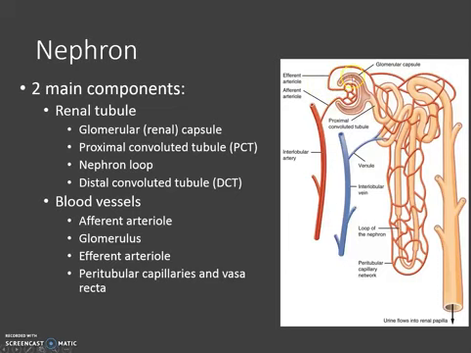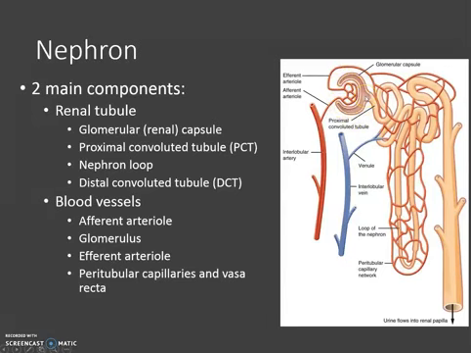The first region here is called the glomerular capsule, also called the renal capsule. And this is where blood is originally filtered. So you'll notice that the glomerulus is here, and the glomerulus is the capillary bed where blood filtration takes place. So material gets pushed from the blood into the renal tubule at the glomerular capsule.